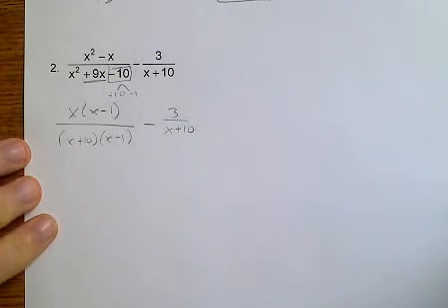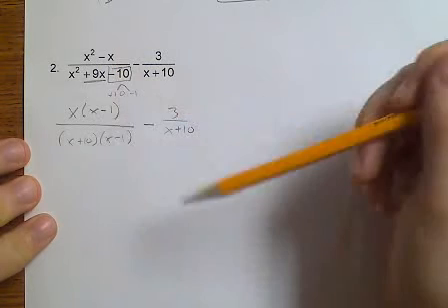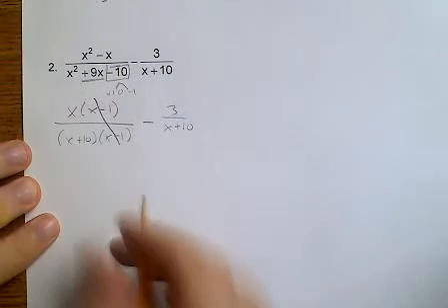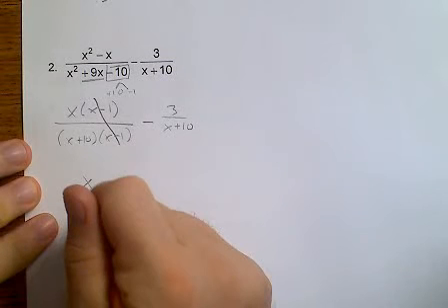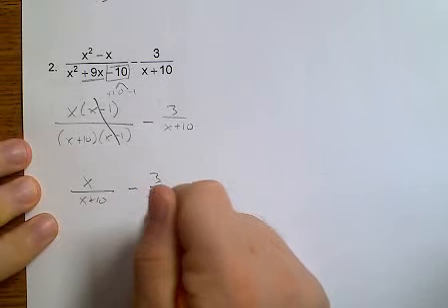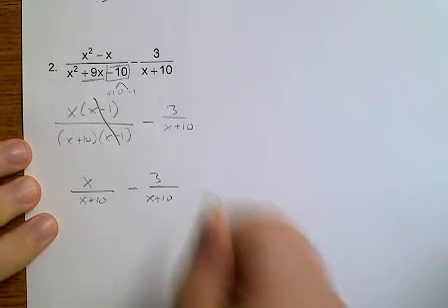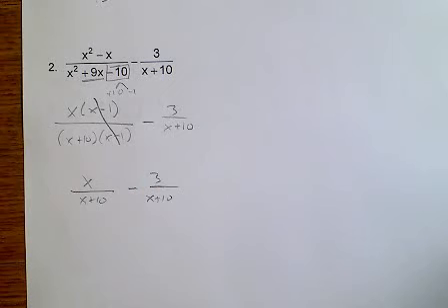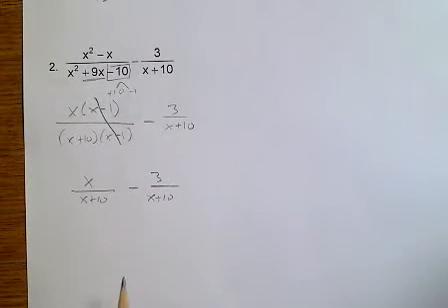Well, I've done the factoring, and you can right away notice some similar terms. We cross those off. So now we have x over x plus 10 minus 3 over x plus 10. Well, this made things very nice for us because we have the same denominator. That means we don't need to do any multiplying. Everything's just going to stay where it is, and in fact, we can just put it together.